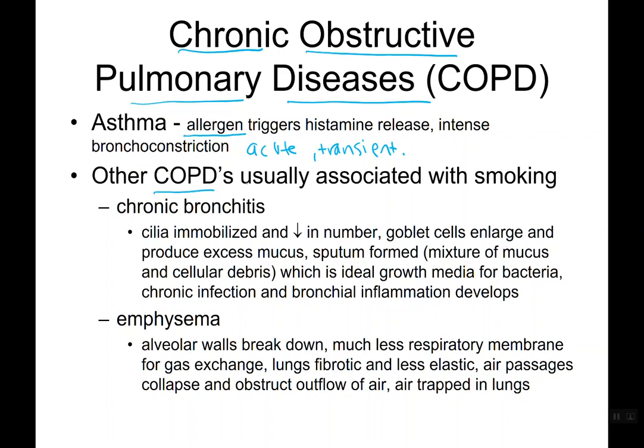Other COPDs, usually associated with smoking. So smoking cigarettes damages your airway, and in excess it can give you chronic bronchitis. So bronchitis means inflammation of your bronchioles. And this has a number of outcomes. So it seems like it would just cause your bronchioles to be puffy and swollen, but it does a bunch of other stuff too. So one thing it does is causes the cilia to be damaged to the extent that they're immobilized. So now you can't use your mucociliary escalator.